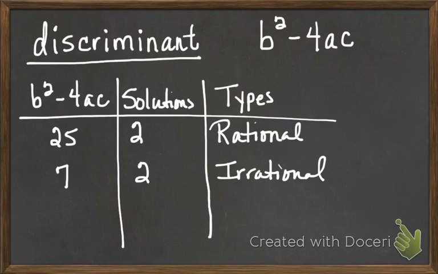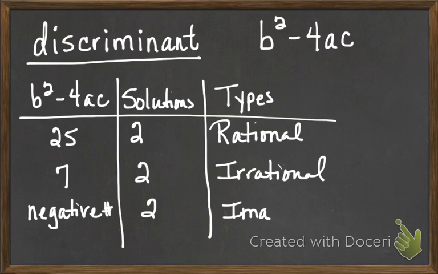Because 7 will be under the square root, and it's not a perfect square, the square root's not going to go away. We know the square root of 7 is an irrational number. All right? If the number underneath your square root, your discriminant, is any type of negative number, it doesn't matter whether it's a perfect square or not. If it's any negative number, you're still going to have two solutions, but they're going to be imaginary.